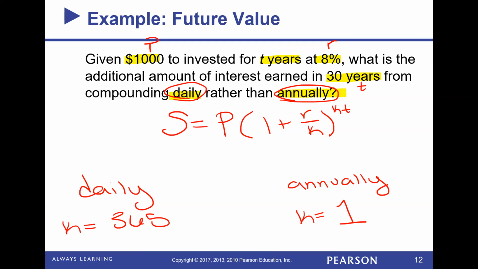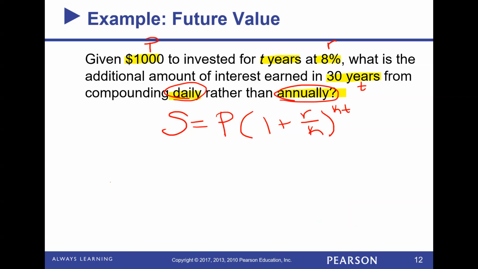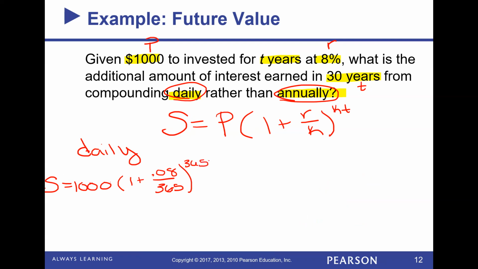Now from here, since we're doing daily and annually, I've literally got two different formats of everything to put in there. So what I'm going to do is erase just a little bit here. I'm going to make room for me doing these two different versions, and then we'll plug our stuff in the calculator. So we'll do daily on this side over here. That means I'm going to have S equals 1,000 parentheses 1 plus 0.08 all over 365 to the power of 365 times 30.